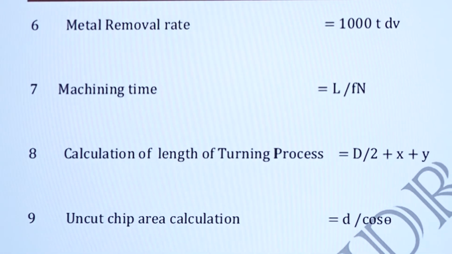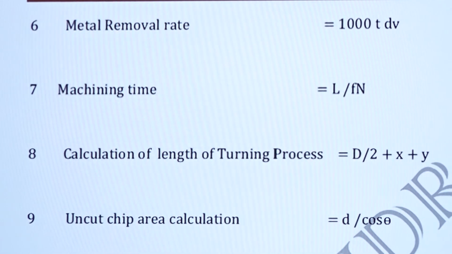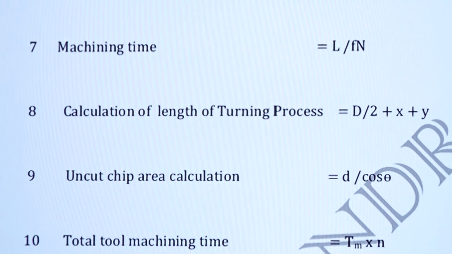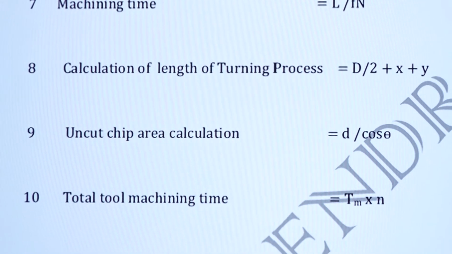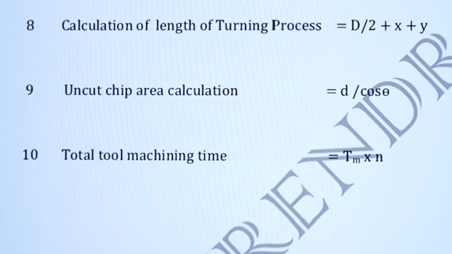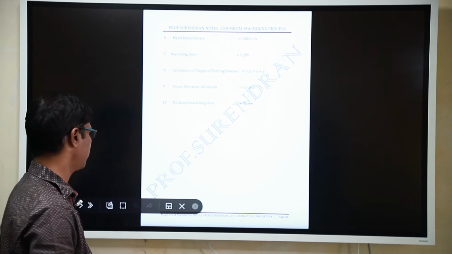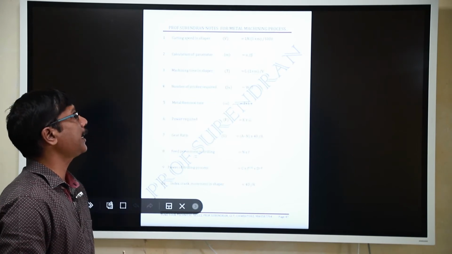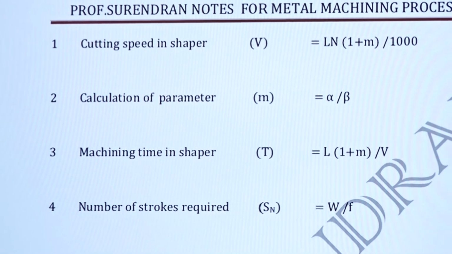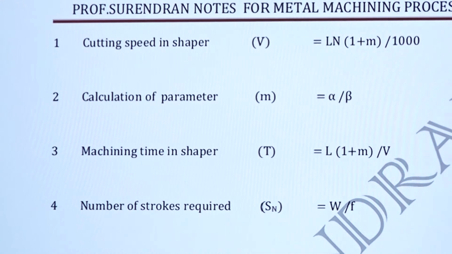So machining time is L by Fn, and the length for the turning process is calculated by D by 2 plus X plus Y. So this is a special problem. Uncut chip area calculation is D by cos theta, and total machining time is the time of single machining into N. Next, cutting speed in shaper is L into N into 1 plus M by 1000. Calculation of parameter M equals alpha by beta.